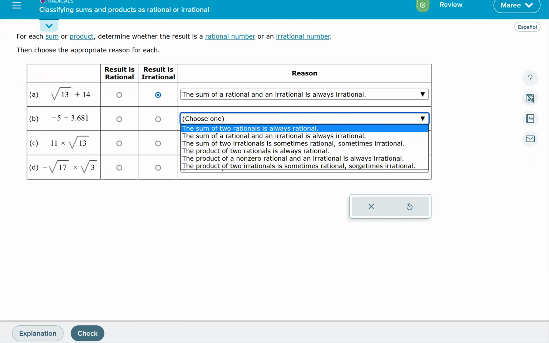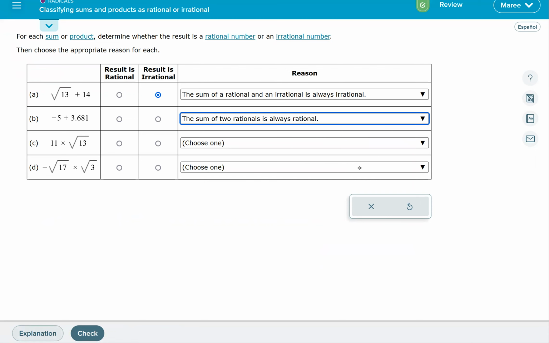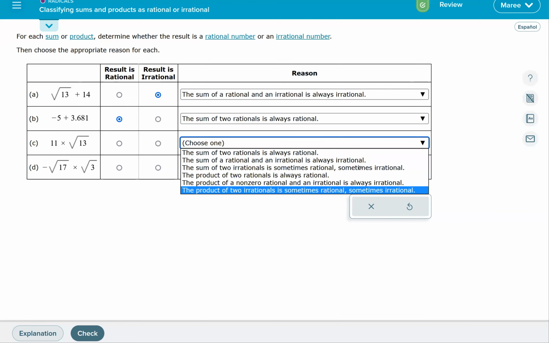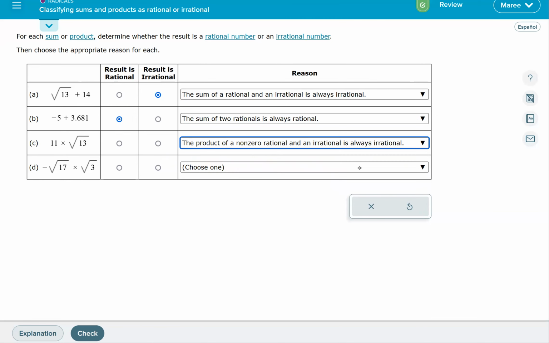Decimals are rational and negatives are rational, so we have the sum of two rationals is always rational. Now we're multiplying, so the product of a non-zero rational and an irrational is always irrational. So we'll make sure and do that one. Now the square root of 17 times 3, because those are both prime, it's not going to give me a perfect square. So it's going to stay irrational, and we'll pick the last one. Sometimes it's rational and sometimes it's not.